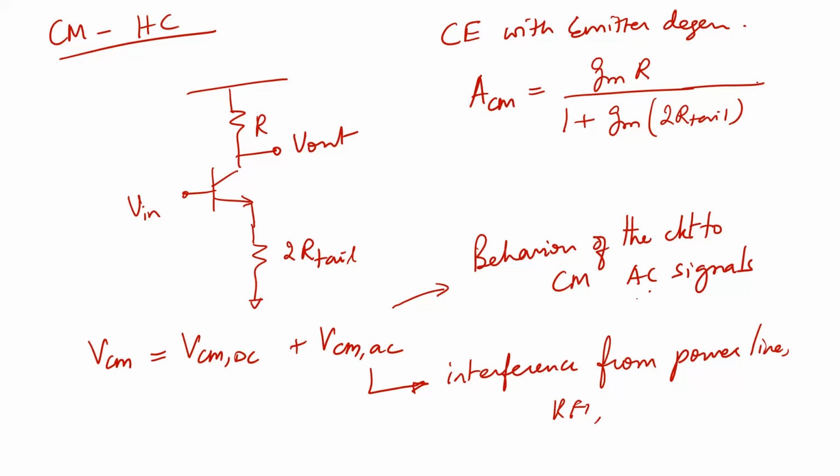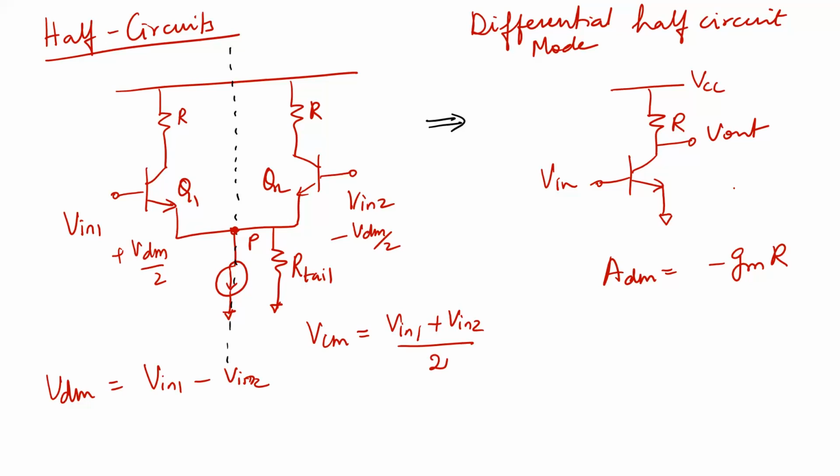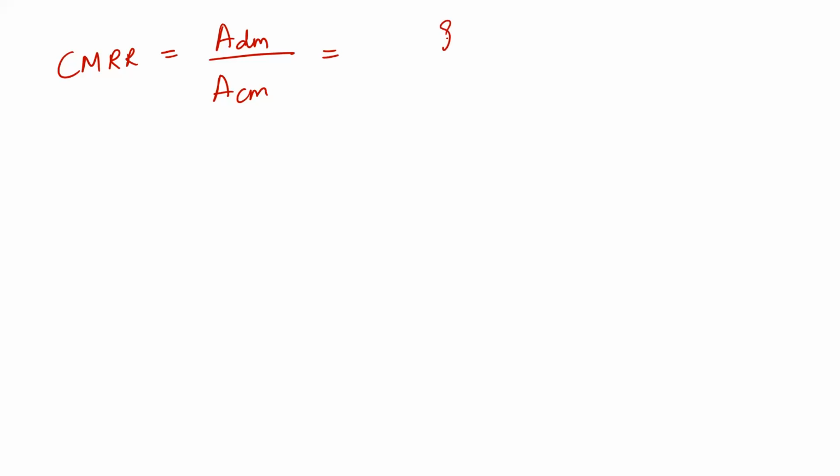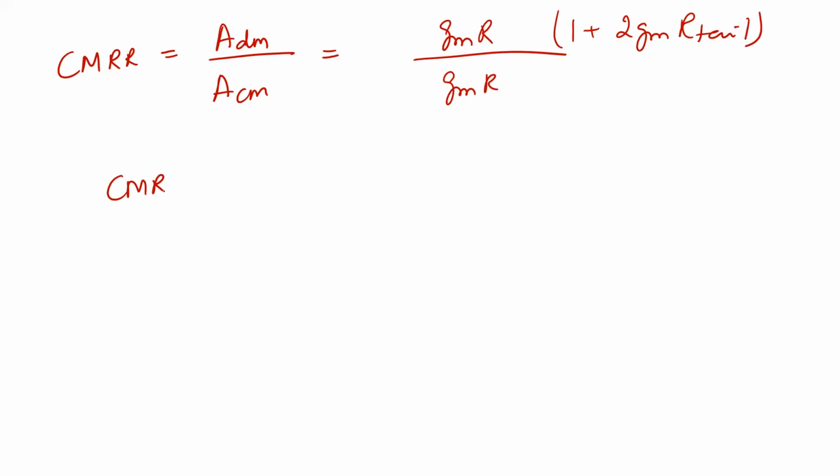So we have found your differential mode gain here, and we found the common mode gain. The ratio between the two is what is defined as CMRR. I think you have already studied common mode rejection ratio in Dr. Anup's part. So I'll just write the expression here, ADM by ACM. So what do you get? GmR divided by, if you take the polarities appropriately, you can drop the negative sign, GmR divided by 1 plus 2GmR tail. So CMRR basically becomes 1 plus 2GmR tail.